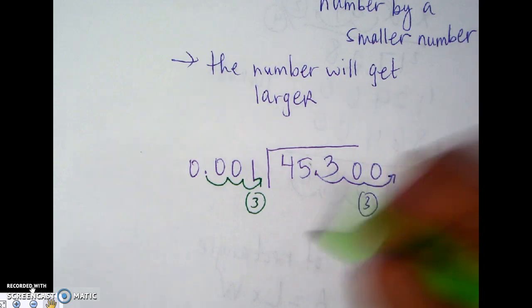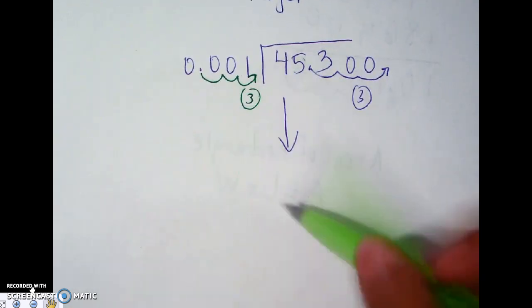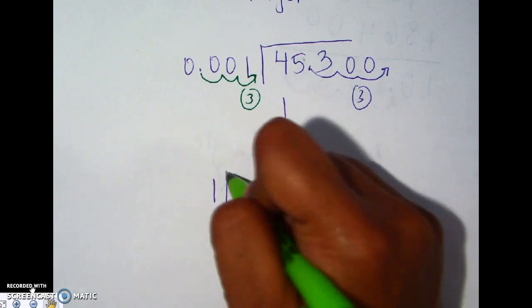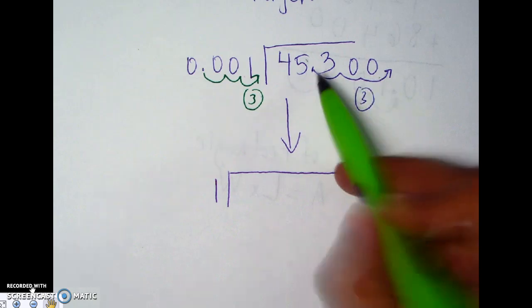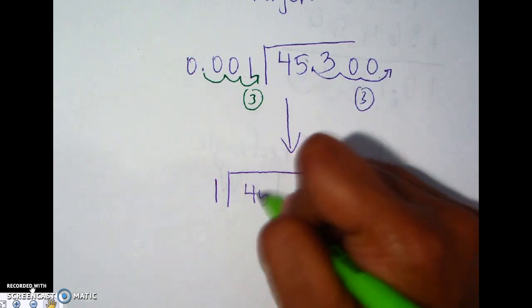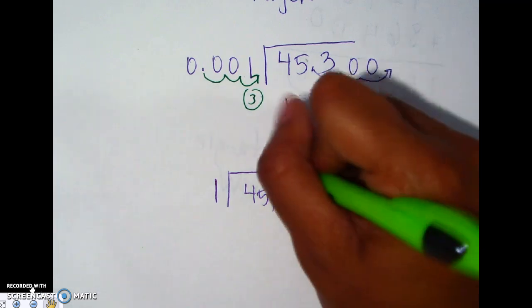And then from there, we have to rewrite. Okay? So we're going to rewrite as whole numbers. So as you can see, this decimal will go to the back and we'll just have a 1. And this is going to be going into, as you put your swings, it's 45,300. And what do you know? The answer is 45,300. So that's the answer.